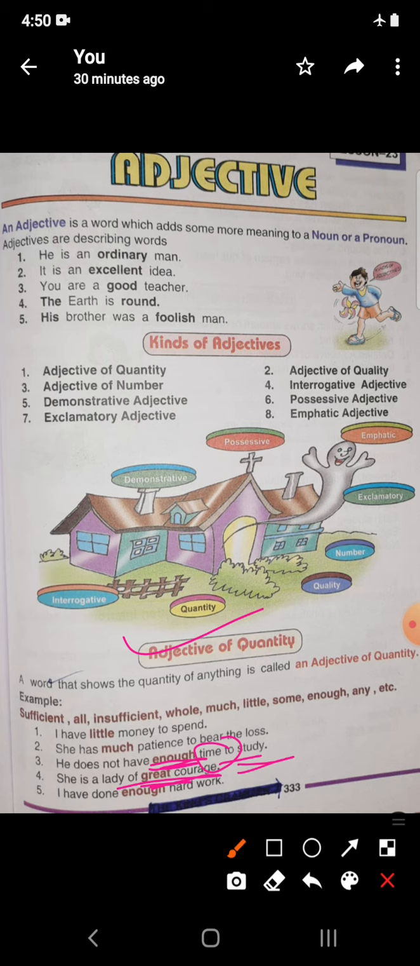And I said at the outset that adjectives of quantity are used with abstract nouns or those nouns which can be measured or weighed, जिनका हम वज़न कर सकते हैं या फिर जिनको हम मेजर कर सकते हैं, या वो नाउन्स जिनको हम सिर्फ फील कर सकते हैं.